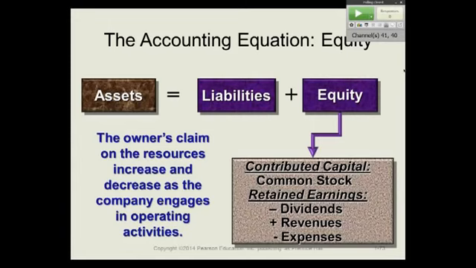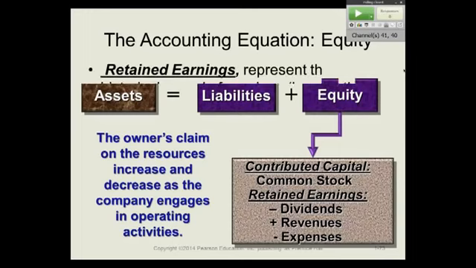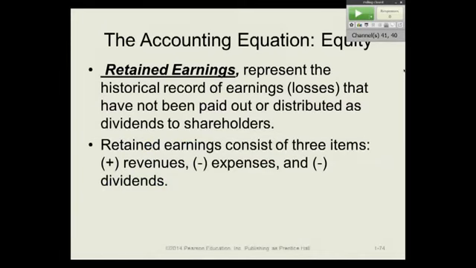So dividends are not expenses. Dividends are transactions with owners. All right, so again, let's summarize. Retained earnings is the historical record of earnings, revenues, expenses, losses that have not been paid out as dividends. Retained earnings has three elements: revenues minus expenses minus dividends. If you have an earlier version of the slides, it might say plus dividends. That was a typo from the publisher. I was able to get in and change that. So it's revenues minus expenses minus dividends.